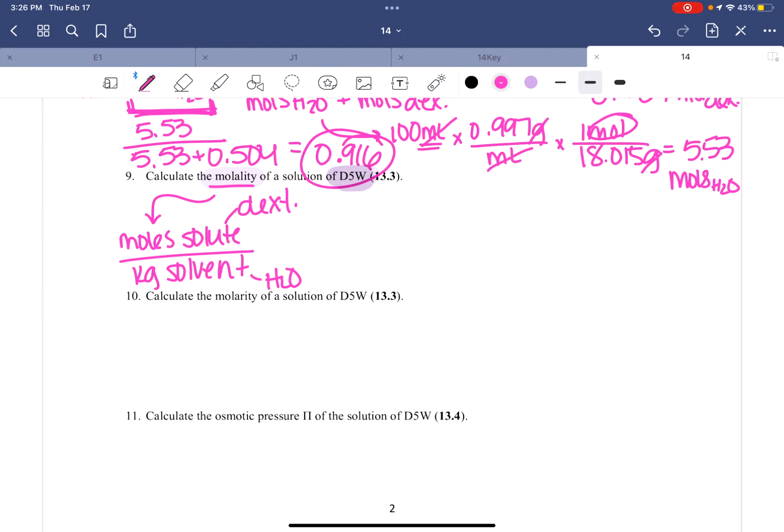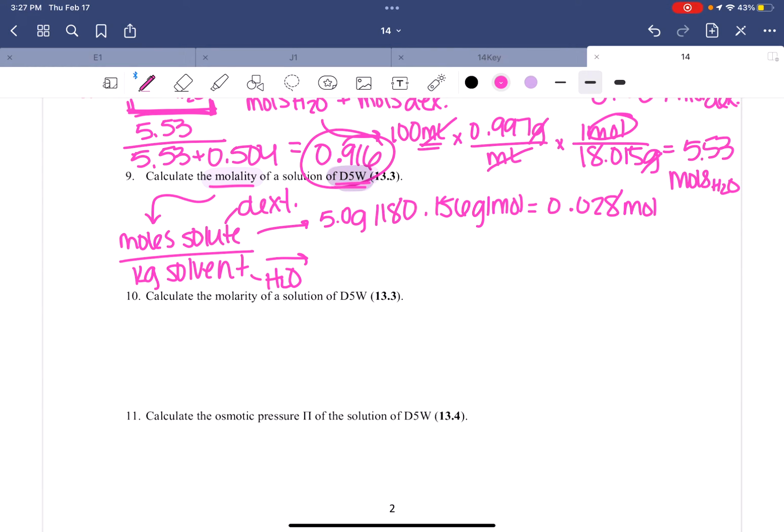So we're going to first find our moles of solute. We're going to start with the mass of dextrose. Remember, this is the D5W solution, so that starts with 5.0 grams of dextrose. We're going to divide it by our molecular mass, which is 180.156 grams per mole. That gives us a really, really small number of moles. It's 0.028.